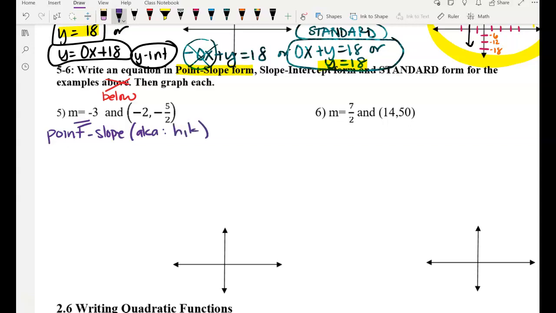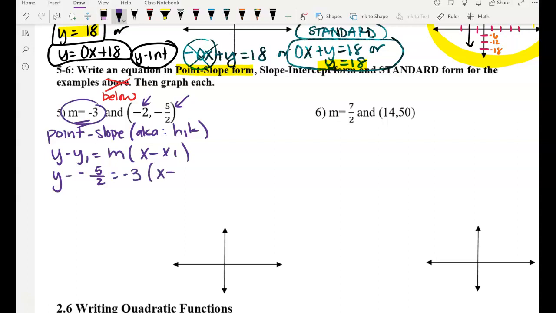Okay. So y minus y1 equals the slope times x minus x1. So this is your x1, this is your y1. So y minus 5/2, and then the slope is -3, so times x minus, this is your x1, so -2. Two negatives will make it a positive, so we do need to change it. Your answer for the point-slope form is going to be just this. Okay, box it up.